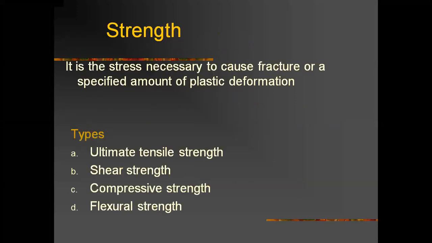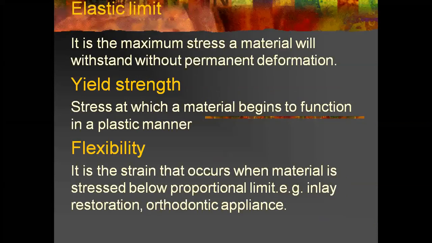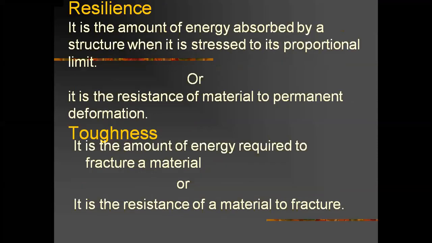Now strength, again you have ultimate tensile strength, shear strength, compressive strength, fractional strength. Proportionality limit is the greatest stress that a material will sustain without deviation from proportionality of stress to strain. Means it is a constant after which the material will break. Now resiliency is the amount of energy absorbed by a structure when it is stressed to its proportional limit, or it is the resistance of material to permanent deformation.